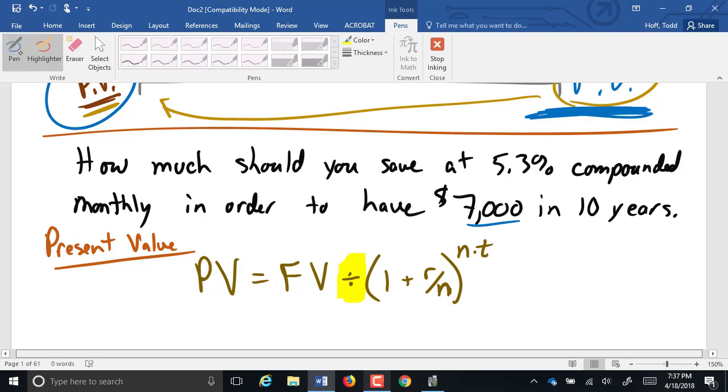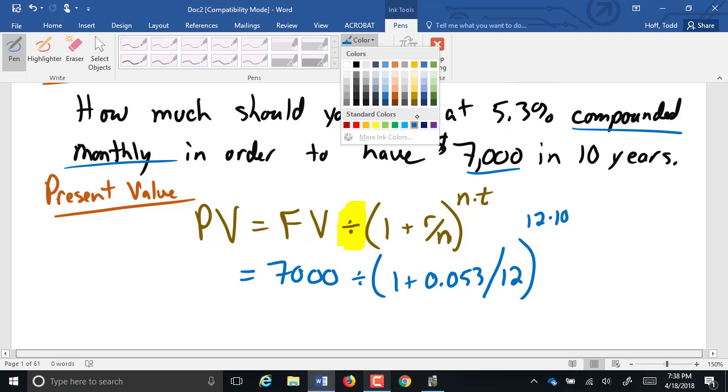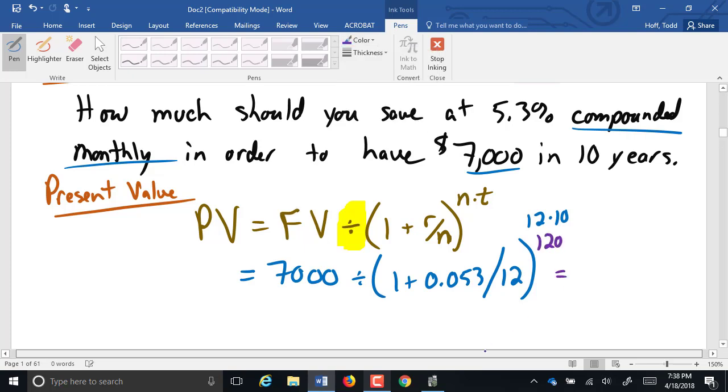So for this example, that present value is the $7,000 divided by parentheses 1 plus 0.053 divided by, compounded monthly, so divided by 12, close parentheses. This will be the power of 12 times 10 years. So the power of 120, perfect.